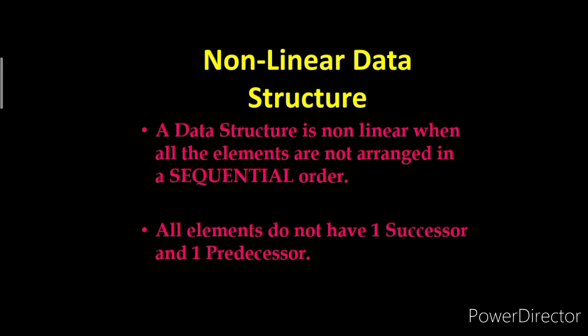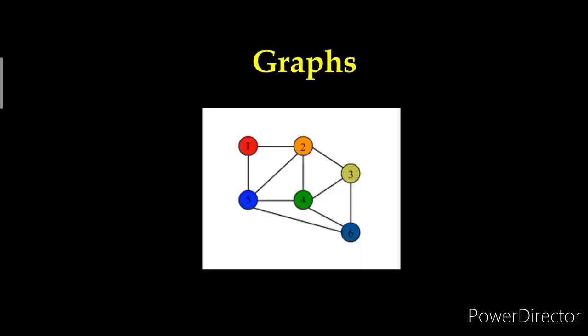So, to get a clear idea on non-linear data structure, let us see the examples. Here is an example of a graph, and all these 1, 2, 3, 4, 5, 6 are data elements. So, they do not have a single predecessor and single successor. That is why this is an example of non-linear data structure. You can observe that the elements are not organized in a sequential manner.